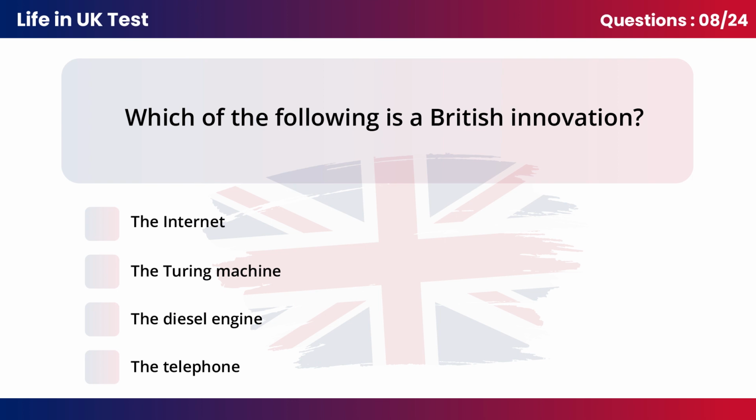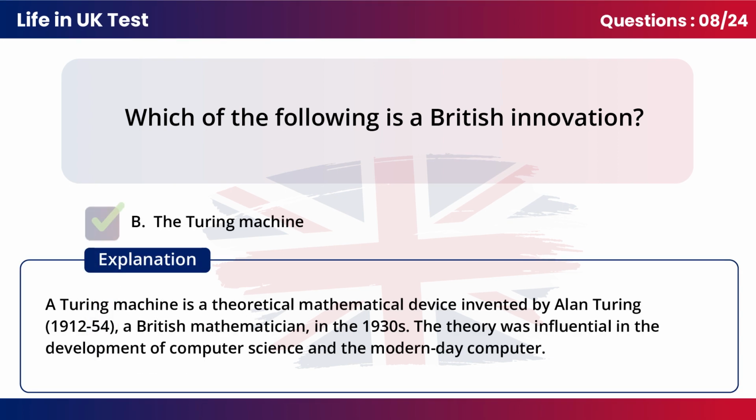Question 8. Which of the following is a British innovation? B. The Turing machine. A Turing machine is a theoretical mathematical device invented by Alan Turing, 1912–54, a British mathematician, in the 1930s. The theory was influential in the development of computer science and the modern-day computer.